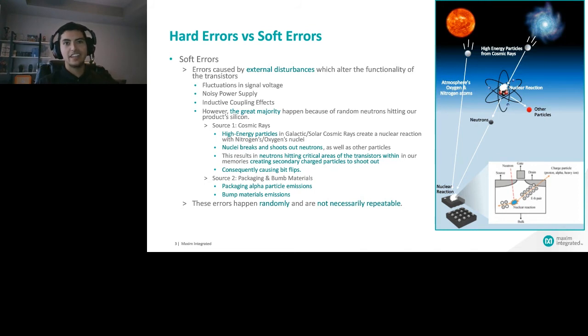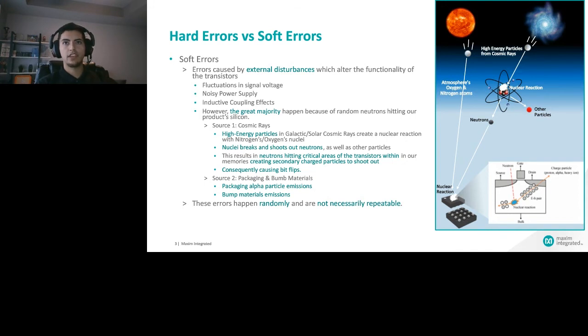But more importantly, the great majority of this type of errors happen because of high energy particles hitting our product silicon. Let me explain this, because I know it sounds a little weird. Essentially, there are cosmic rays coming from the sun and from galaxies raining down from the sky, which contain high energy particles. And there are two different paths. You can either have high energy particles hitting the silicon directly, coming straight from the cosmic rays. Or two, they can create a domino effect.